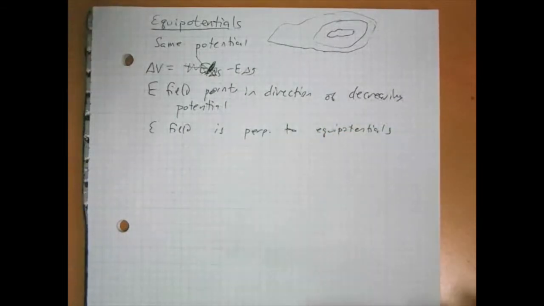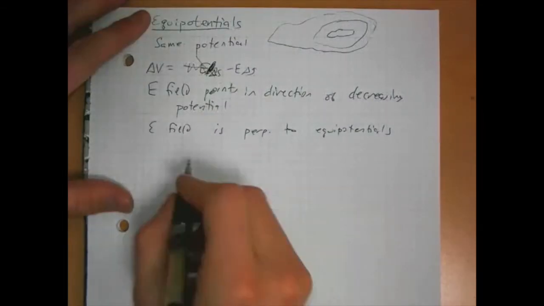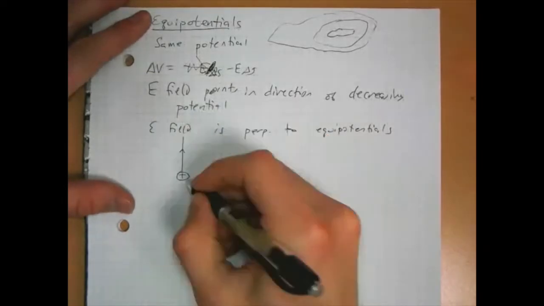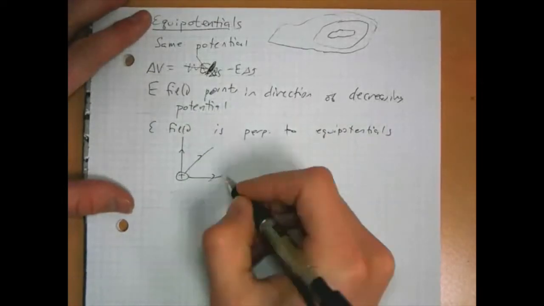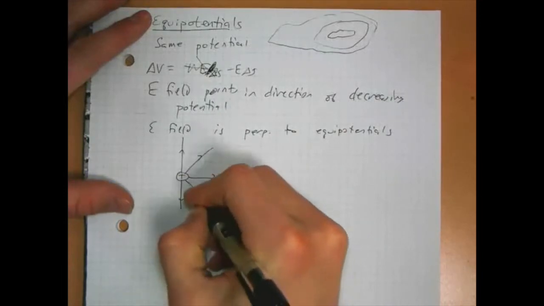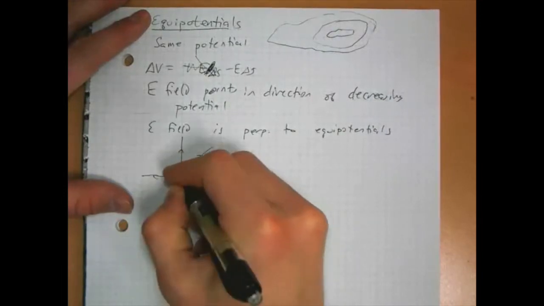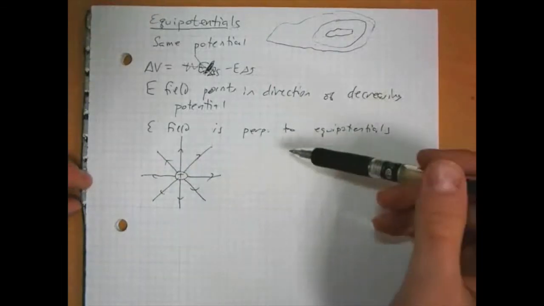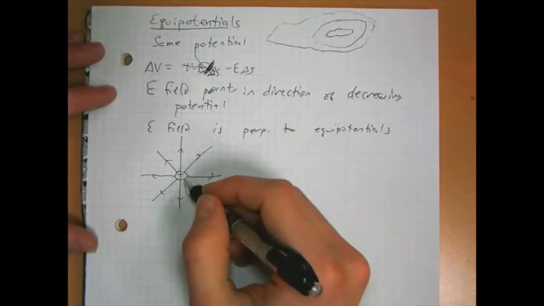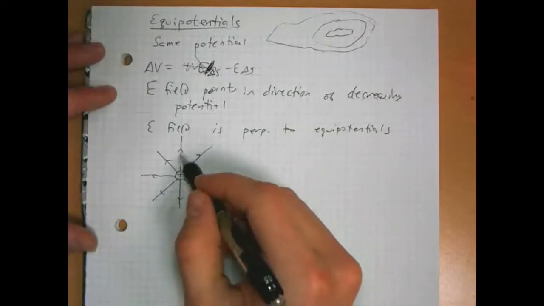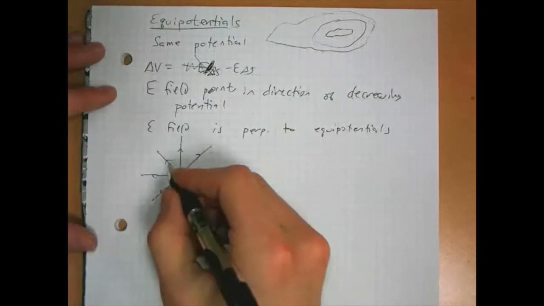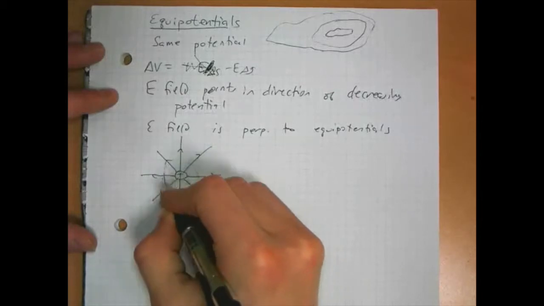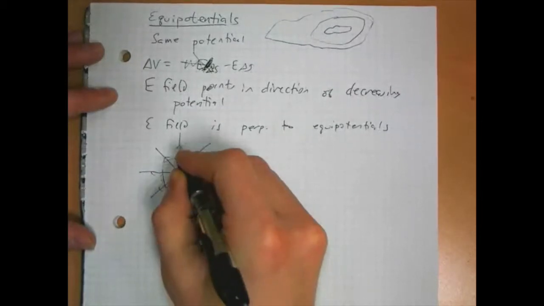So let's think about this. If we have a point charge, we know what our electric field looks like. It points straight out in every direction. And then our equipotentials are going to be perpendicular to the field at any given point. So in the case of a point charge, since the electric field is radially symmetric, the equipotentials are going to be concentric spheres.